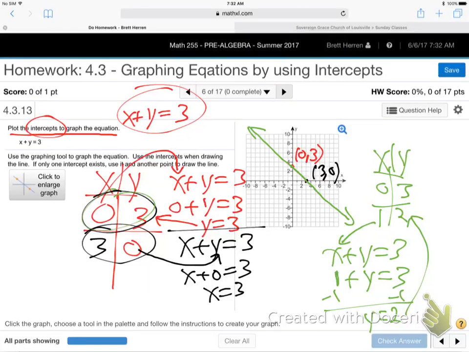Y is 2. And so that means it's over 0, up 3. I already got that dot right here. And over 1, up 2. Look at that. There's that other dot right there, the over 1, up 2 dot. See how those 2 dots would have made the exact same line as the 2 grid dots? So it's just 2 different ways to find a line, right?